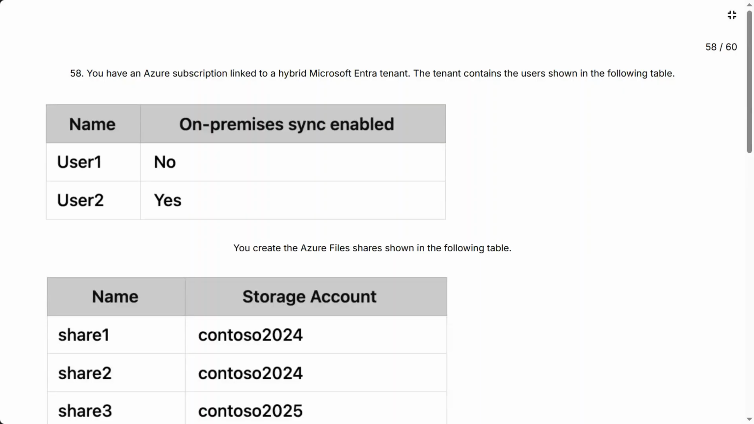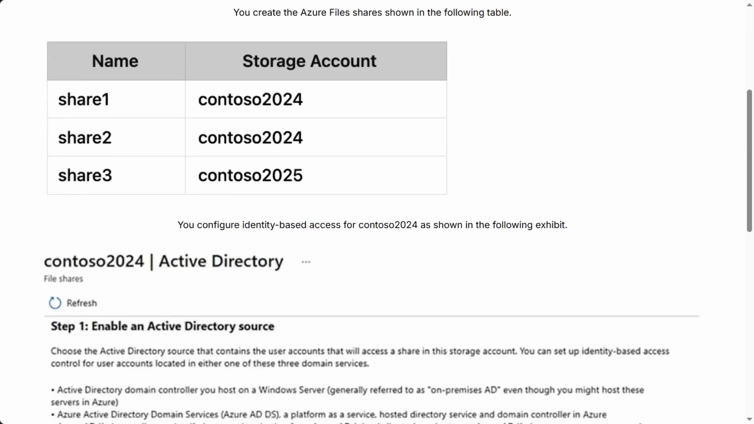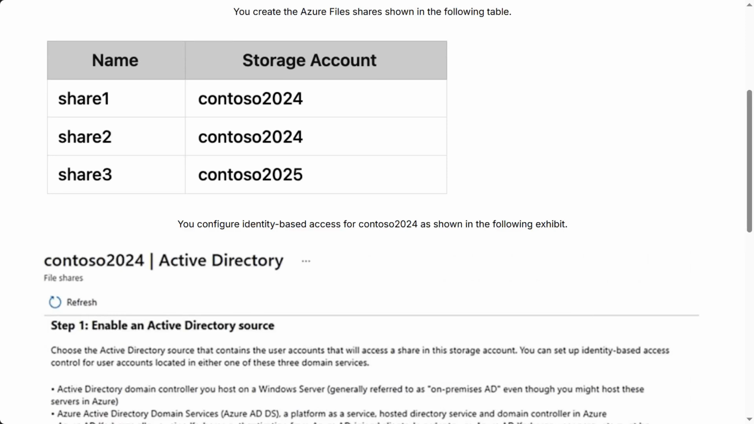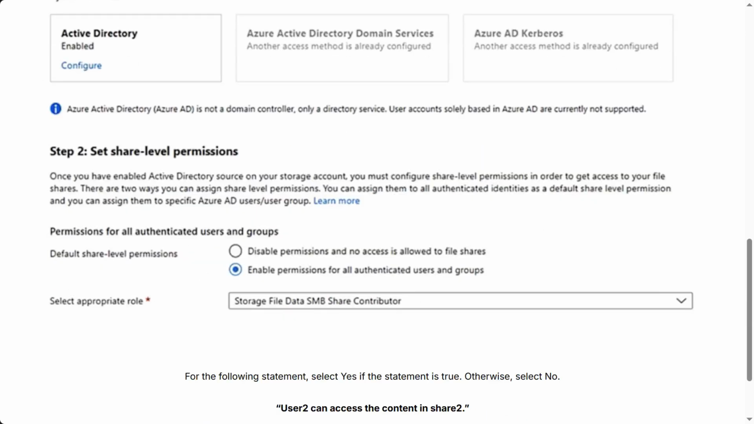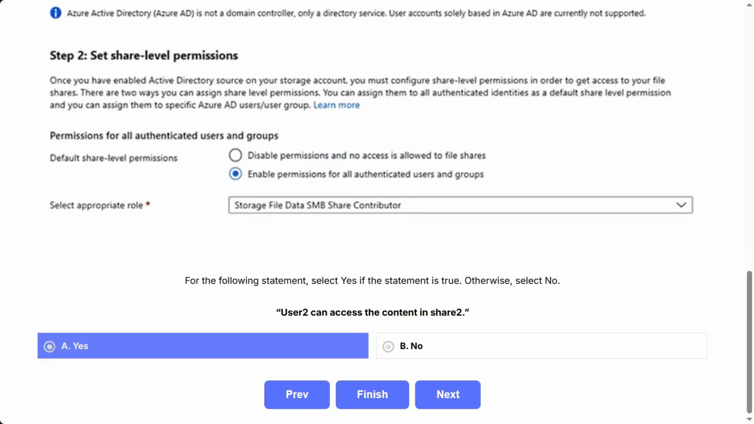Question 58. You have an Azure subscription linked to a hybrid Microsoft Entra tenant. The tenant contains the users shown in the following table. You create the Azure files shares shown in the following table. You configure identity-based access for Contoso 2024 as shown in the following exhibit. For the following statement, select yes if the statement is true. Otherwise, select no. User 2 can access the content in Share 2. The options are A, yes, B, no.